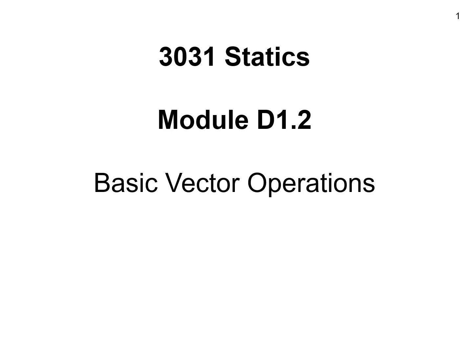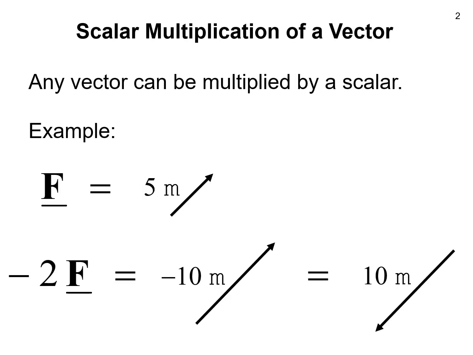In this module, we will discuss basic vector operations. Keep in mind that a vector is a mathematical quantity which is then subject to certain rules of manipulation. In some cases, it works in a similar way as a scalar number. In other cases, it's quite different. So the first operation we'll examine is scalar multiplication of a vector.